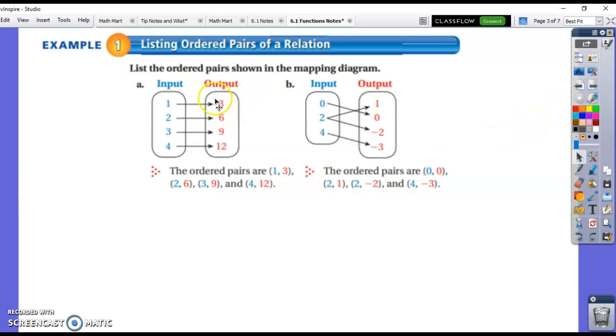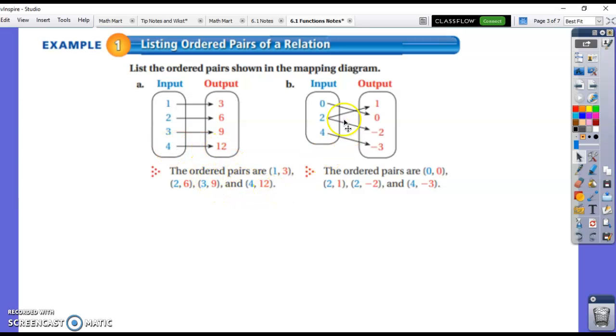So in example 1, it says listing ordered pairs of a relation. List the ordered pairs shown in the mapping diagrams. So I always just start with my first input and see where the arrow goes and write that as my output. So 1, 3, 2, 6, 3, 9, and 4, 12.